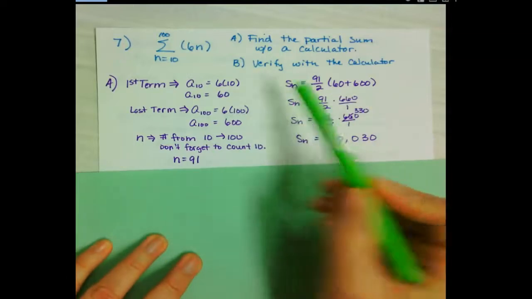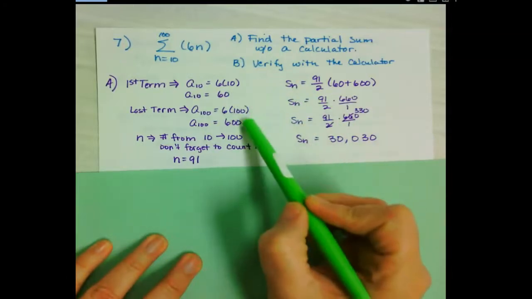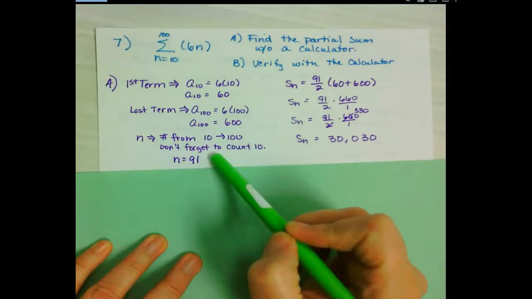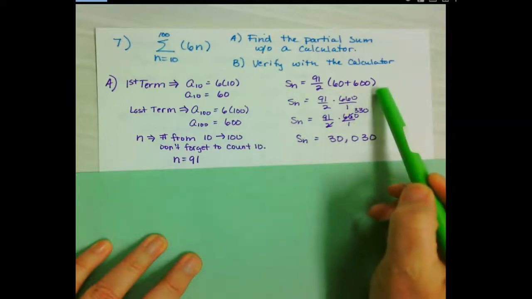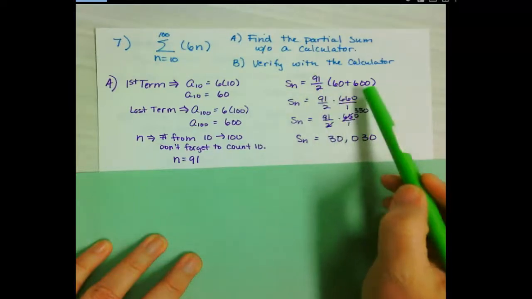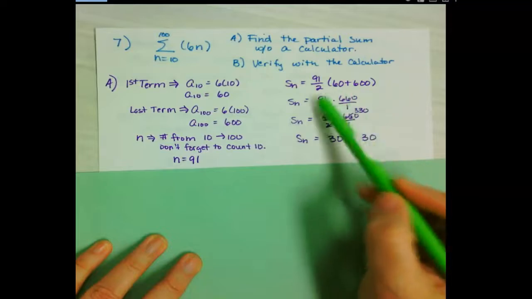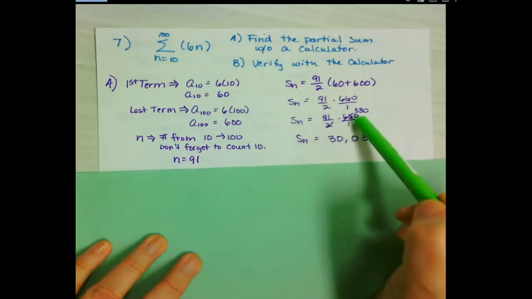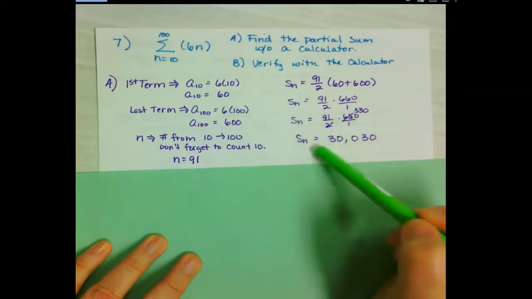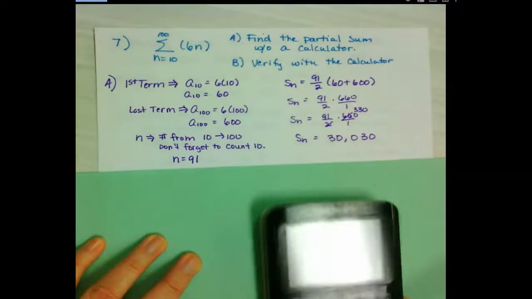And then I go to my model. So my work is going to have an a sub 10, it's going to have an a sub 100, it's going to say what n is, and then I'm going to show my model work. So I'd have 91 over 2, times 60 plus 600. This is a fraction that can be simplified. 2 goes into 660 330 times, and then when you multiply that out, you get that.